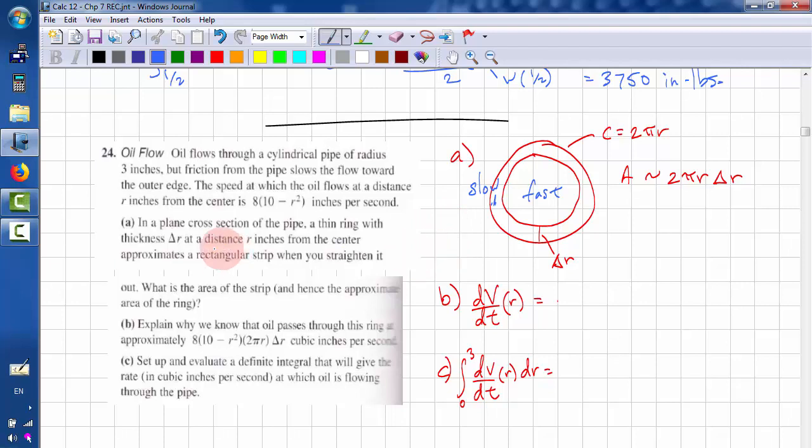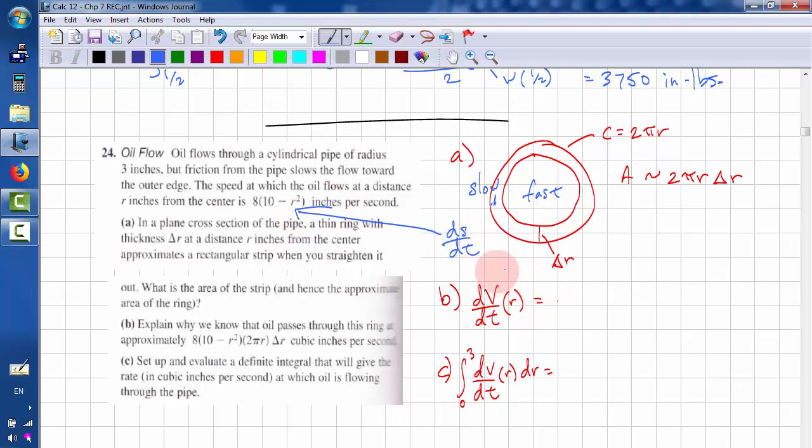Okay, in a plane cross-section of a pipe, a thin ring with thickness delta r at a distance r inches from the center approximates a rectangular strip when you straighten it. What is the area of the strip and hence the approximate area of the ring? Okay, so we've done this before. C equals 2 pi r, and we make a small cut of this thin ring, straighten it out, and we get approximately a rectangle, 2 pi r delta r.